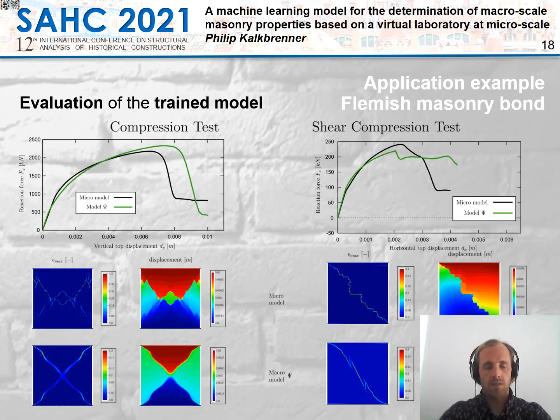When we start to compare the results of the micro model and the macro model, we are showing here for the compression test the reaction force versus the vertical top displacement, and for the shear compression test the reaction force and the horizontal top displacement. And we can see also the maximum principal strain and the displacement at an ultimate stage of the analysis. And we see very accurate results.